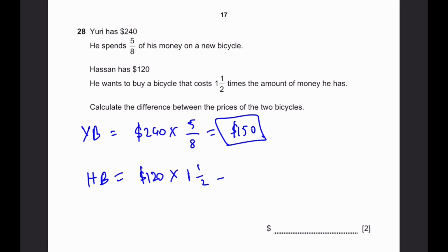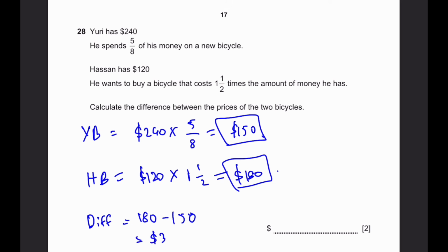And that'll be $180. Now the difference is going to be 180 minus 150, which is $30 difference, and that'll be our answer.